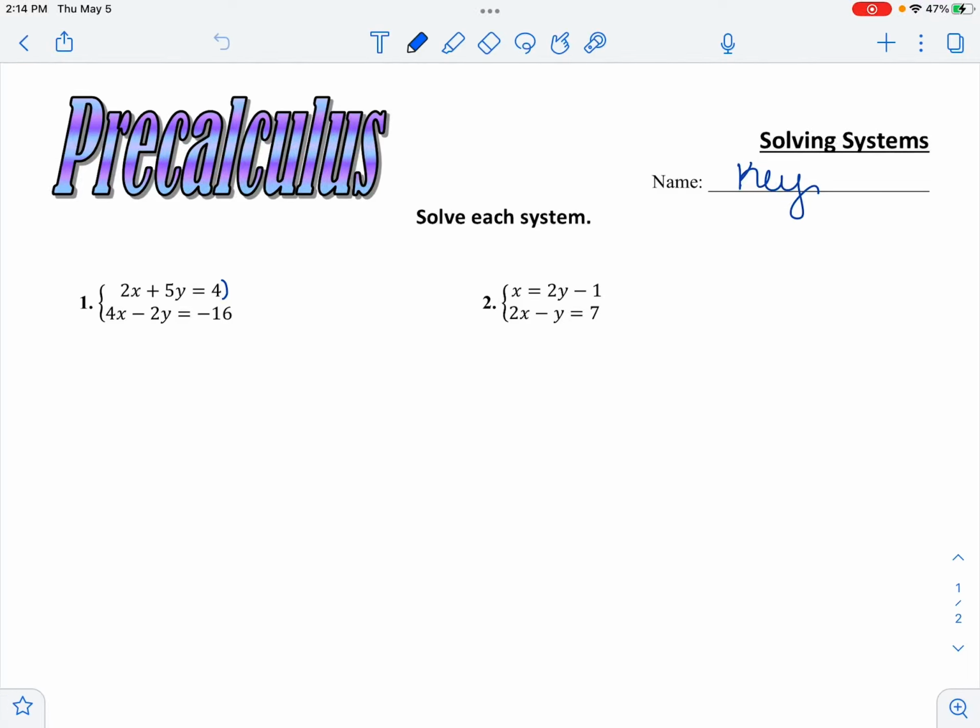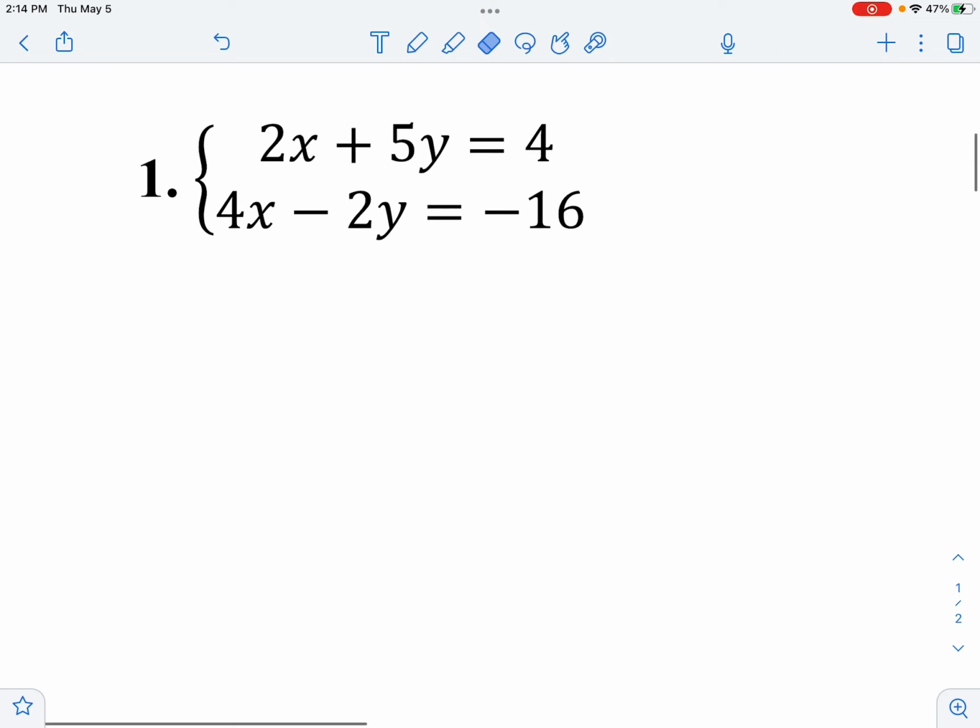All right, so this is a quick lesson on solving systems. And I say quick because this is all stuff that you learn in Algebra 1 plus what we learned in pre-calc towards the mid of the semester. Okay, so this is solving a system.